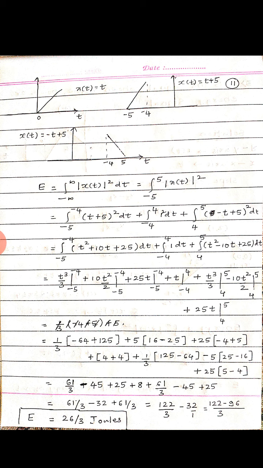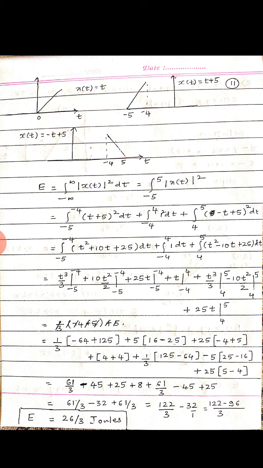So now let us simplify each integration term. The first integration, it is minus 5 to minus 4, (t plus 5) square. Let us simplify this one using (a plus b) whole square. So it is t square plus 10t plus 25 into dt, plus let us keep the second integration term as it is, minus 4 to 4, and the square of 1 is 1 into dt, and similarly we simplify the third integration, that is 4 to 5, using the (a minus b) whole square formula, that is t square minus 10t plus 25 into dt.